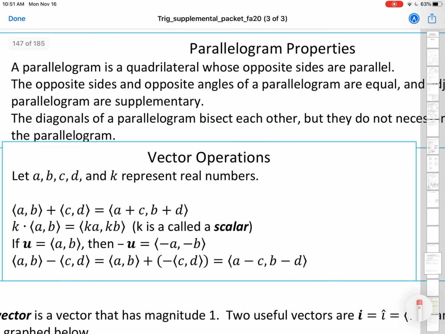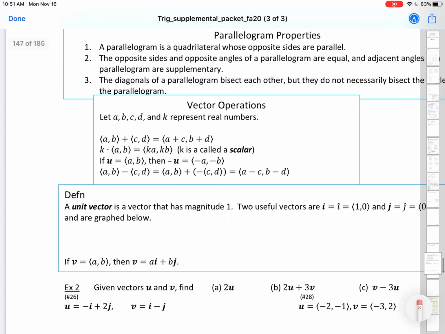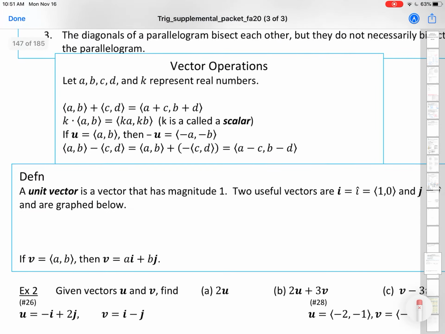Here's some vector operations. If you add two vectors, it's as simple as adding their x components and their y components. If you multiply it by a number, everything gets adjusted by that number. A negative then would obviously change things to be negative. And so it's pretty easy to work with these things.